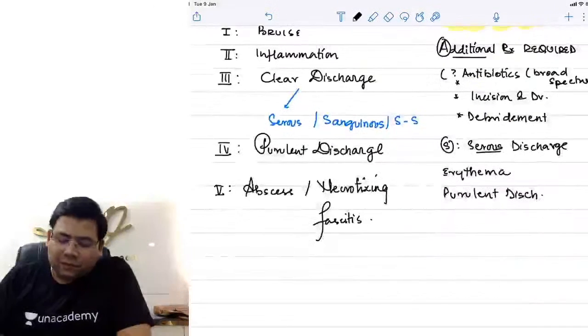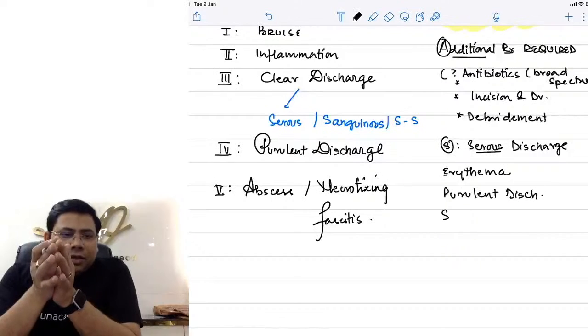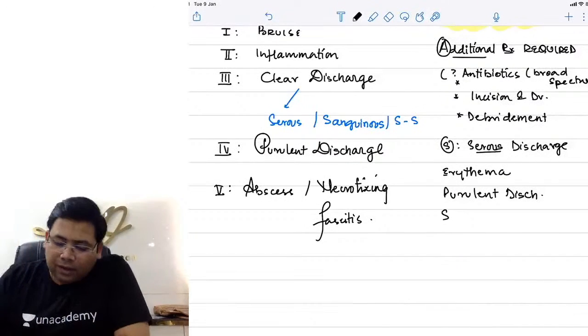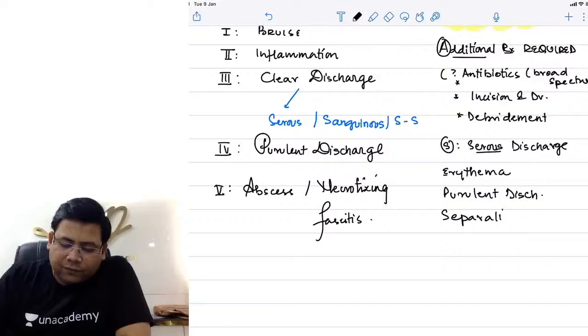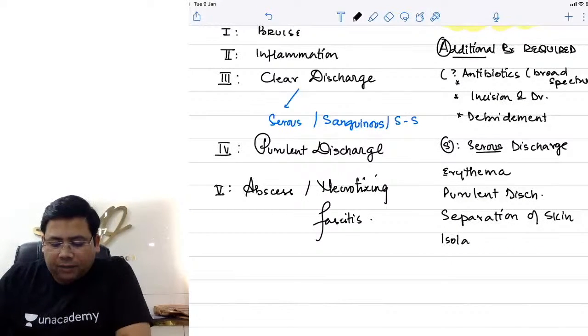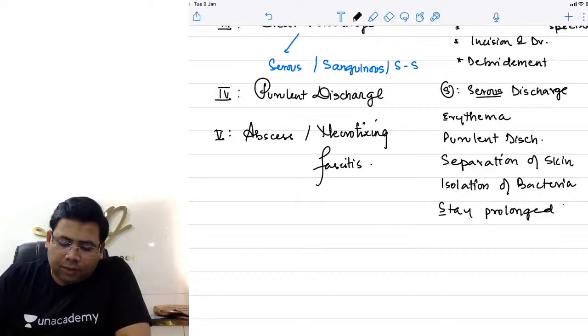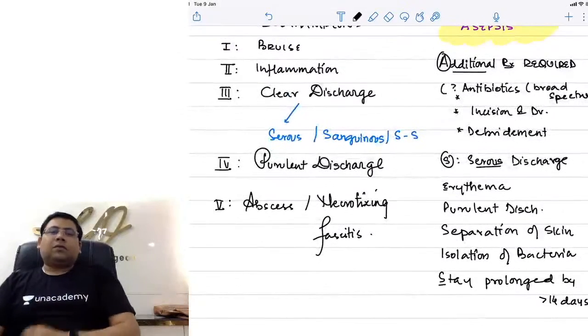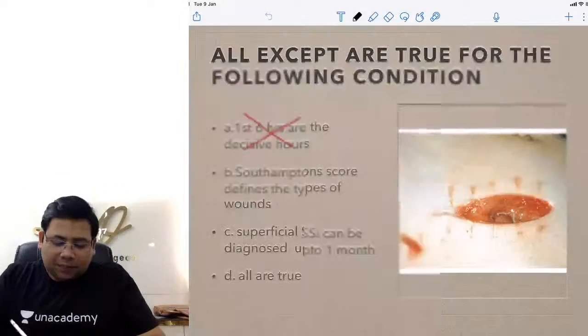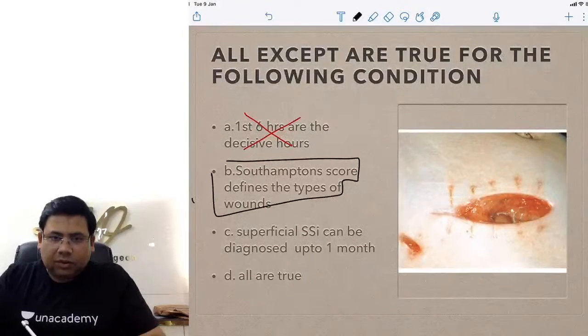Then S again stands for separation of the skin. Whenever there is infection, there will be separation of the skin, gaping out of the skin. Then I stands for isolation of bacteria. And then another S stands for stay prolonged by more than 14 days. This is the concept of asepsis. So the second parameter is the Southampton score.